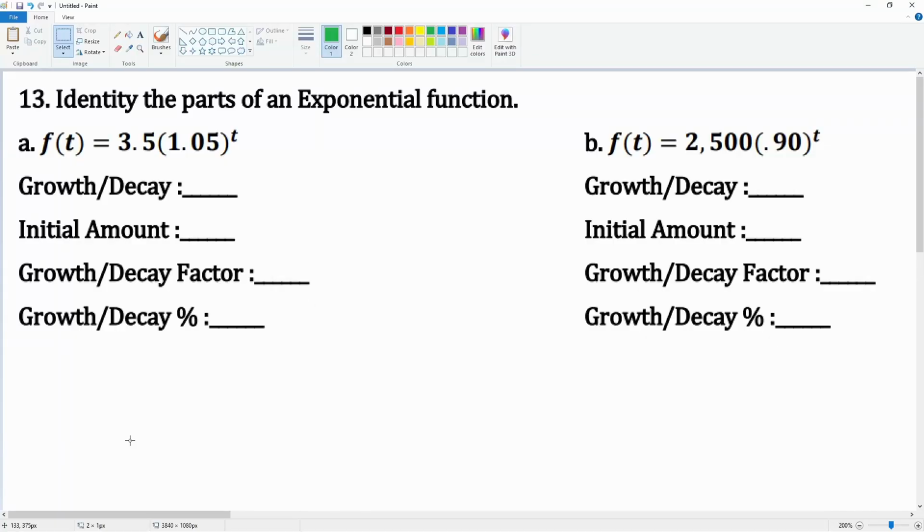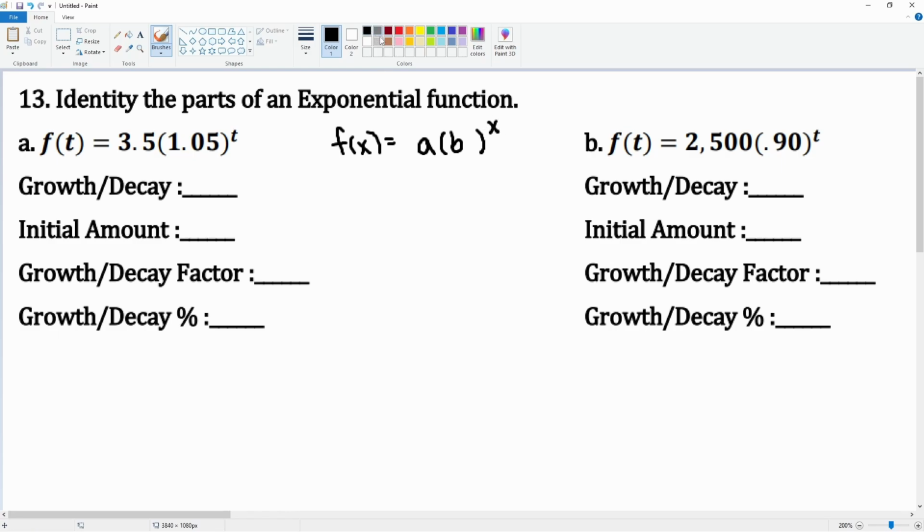Number 13, it says to identify the parts of the exponential function. Please remember that all exponential functions can be written as the a term here. Then there is a number that's here with a b, and it is to the exponent that is the variable of x.